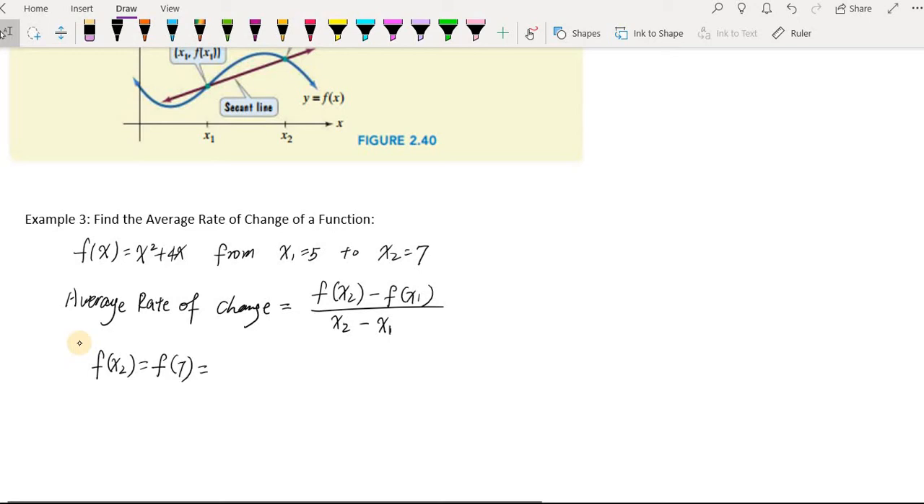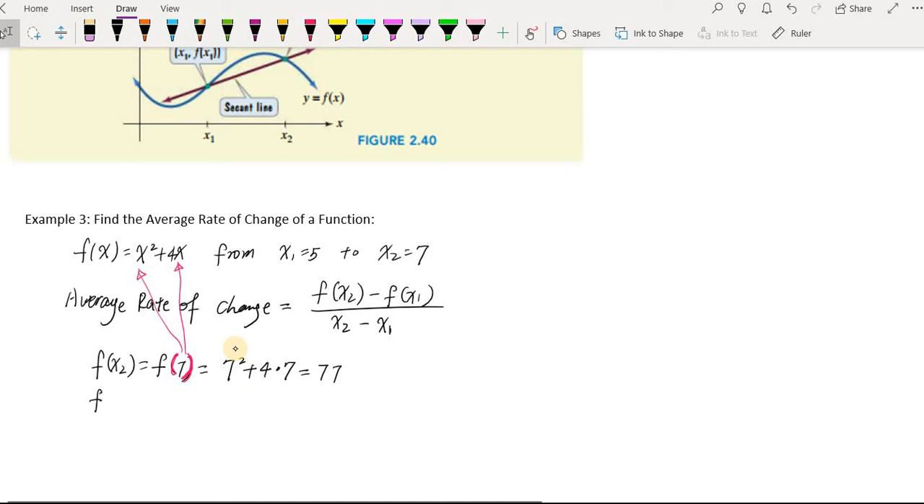So you already learned this before. You just evaluate this. That means any x you see here, you need to replace the x with 7. So in this case, I'm going to have 7 squared plus 4 times 7, which gives us 77, right? 49 plus 28, that is 77.